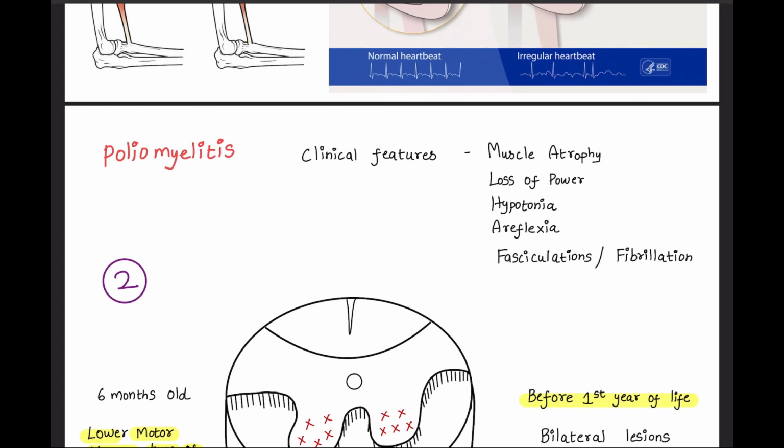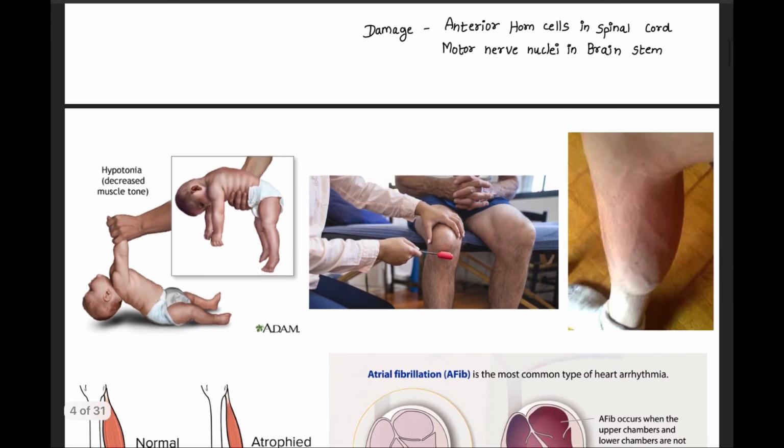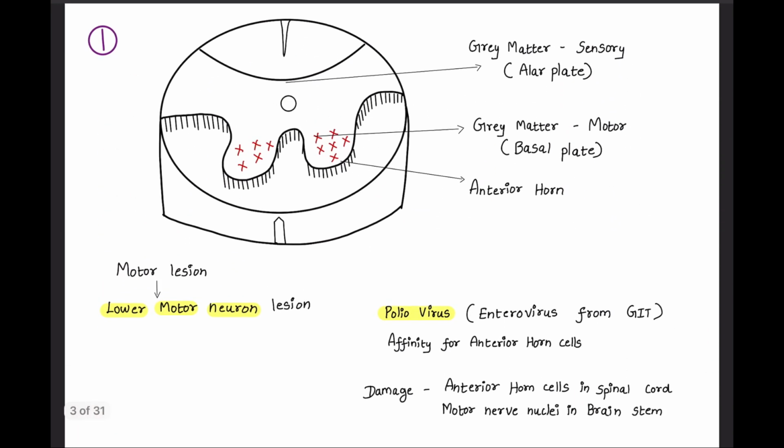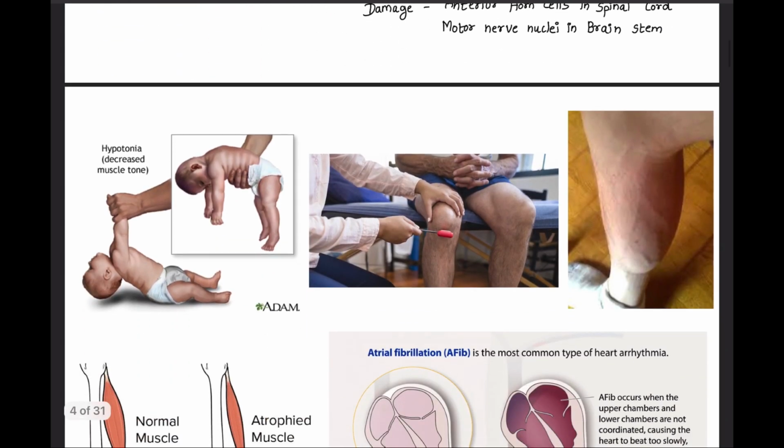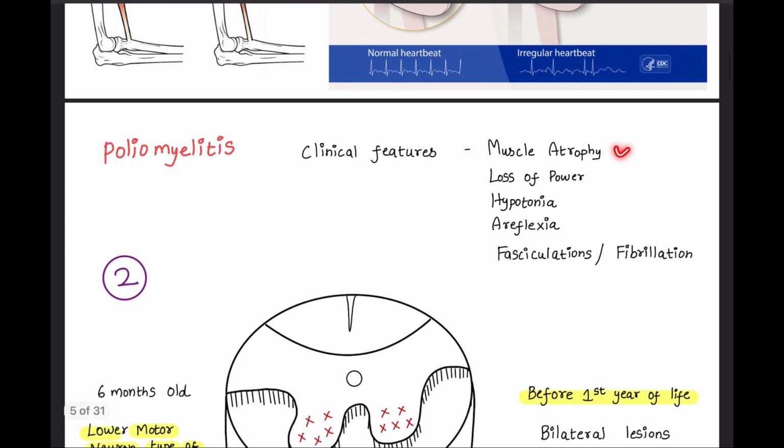In poliomyelitis, there are bilateral lesions in the anterior horn of the spinal cord. That is, the patient has a lower motor neuron lesion, and the respective clinical features are muscle atrophy, loss of power, hypotonia, areflexia, fasciculations and fibrillations.